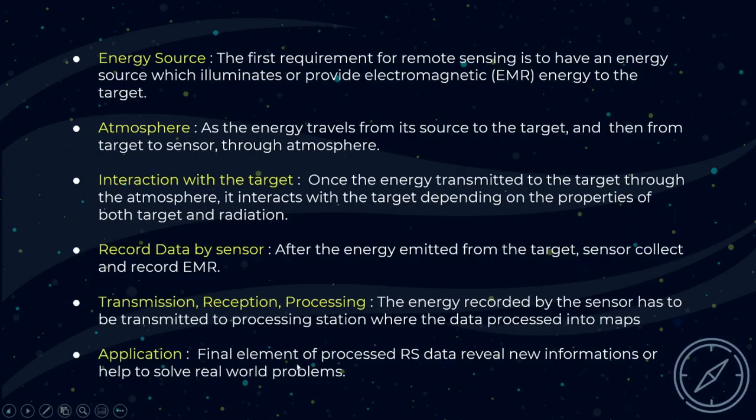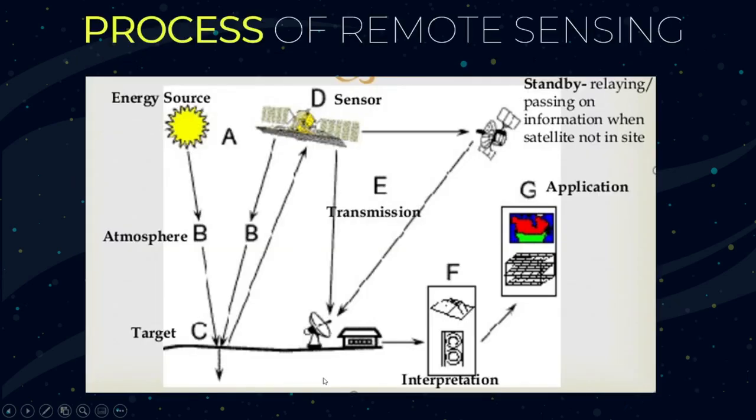Finally, the applications. The final element of the process: remote sensing data reveal new information or help to solve real world problems, which means we can use this interpreted, analyzed data to solve different problems in many sectors such as agriculture, forestry, disaster management, mineralogy, geology, and etc.